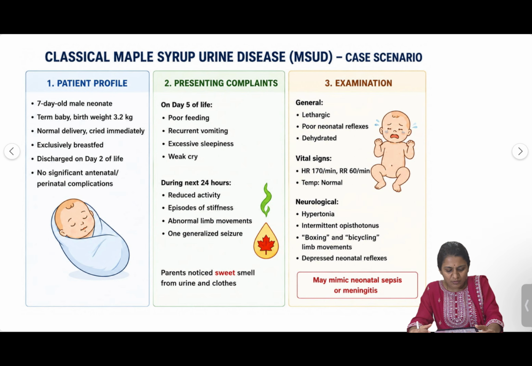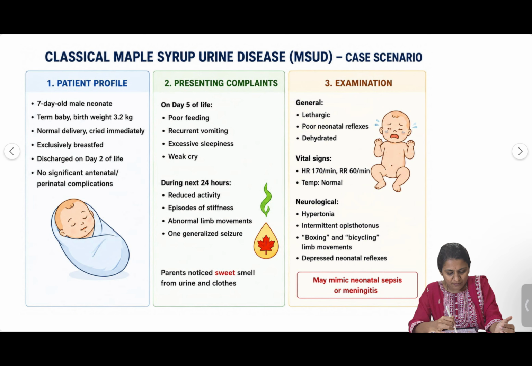So I just want to give a quick brief idea of the different types of MSUD. Classical presents in the newborn period or infantile period. Here is a case scenario: a 7-day-old male neonate, term baby, birth weight 3.2 kg, normal delivery, cried immediately after birth, exclusively breastfed, discharged on second day of life. There were no significant antenatal and perinatal complications.